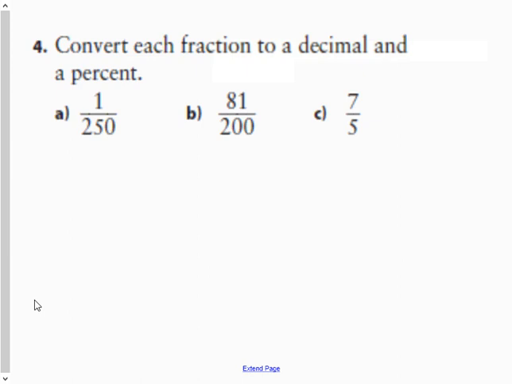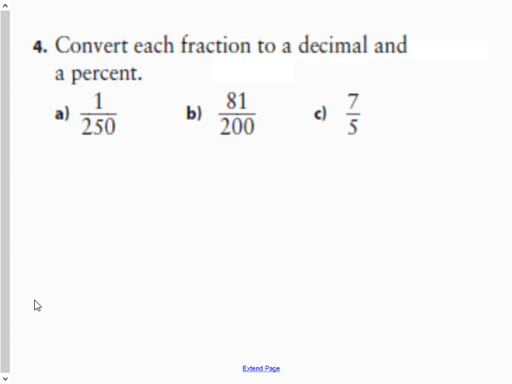All right, this is section 4.2 of your MathLinks 8 textbook. This is on converting fractions to decimals and percents, converting decimals to fractions and percents, and converting percents to fractions and decimals. So we're interchangeably being able to take one of those three styles and converting it to the other two.